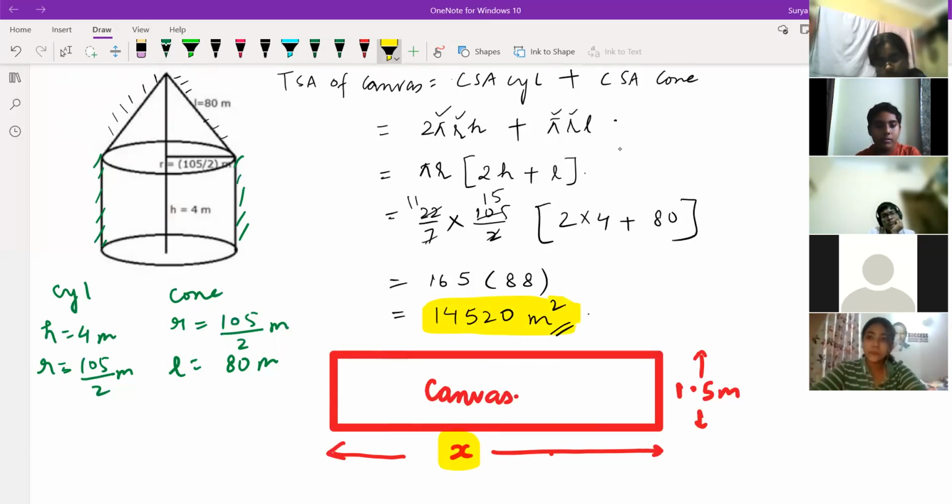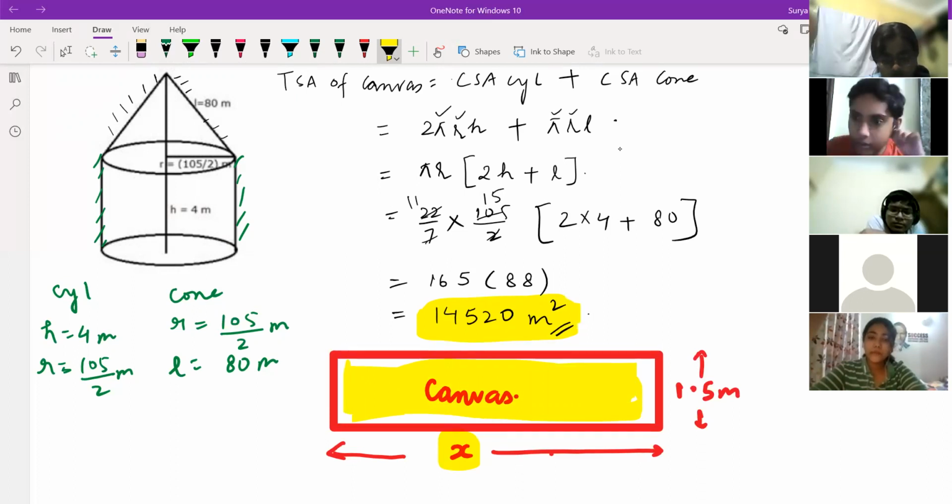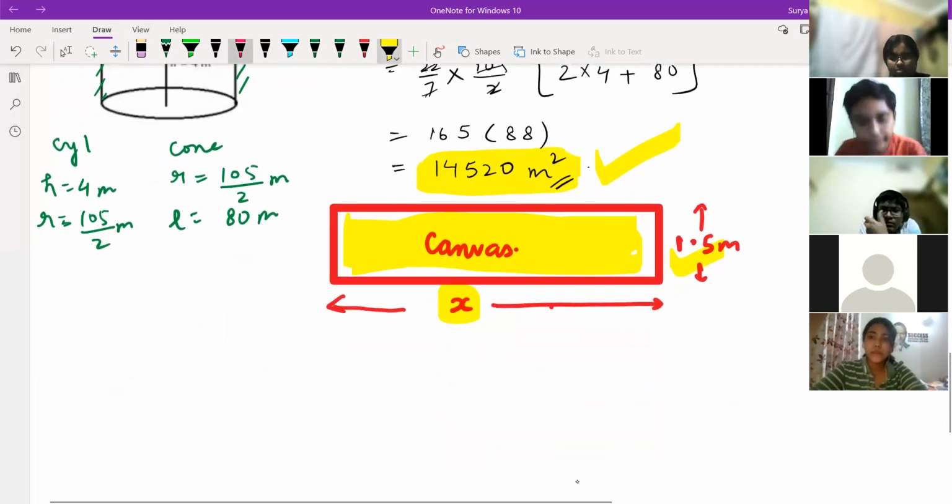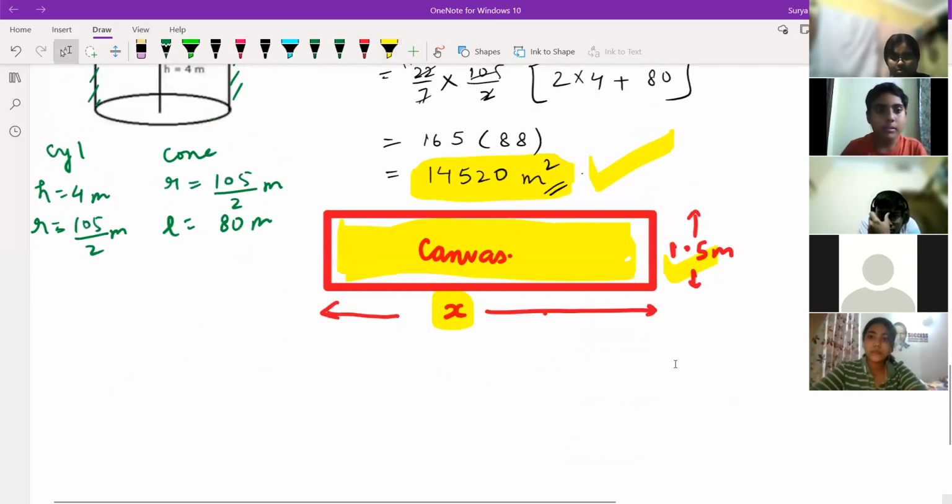Yes. So see this area, what we are getting now, children, all of you. This area is nothing but the area of this canvas. Understood this concept? So we're finding length because we're dividing the whole by the width. What I'm saying is that the area we got here, the total surface area, is the same as the area of this canvas. So can we write here TSA of the canvas?